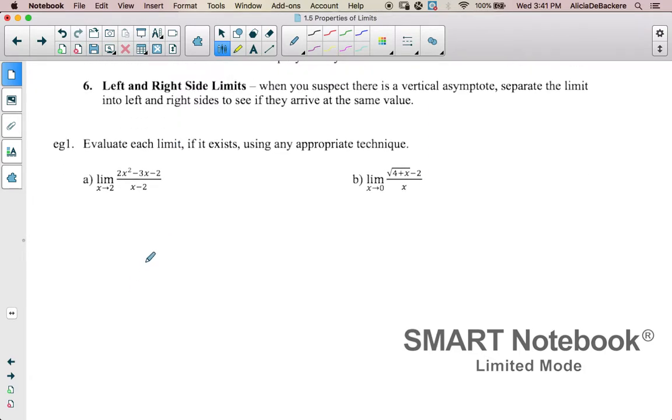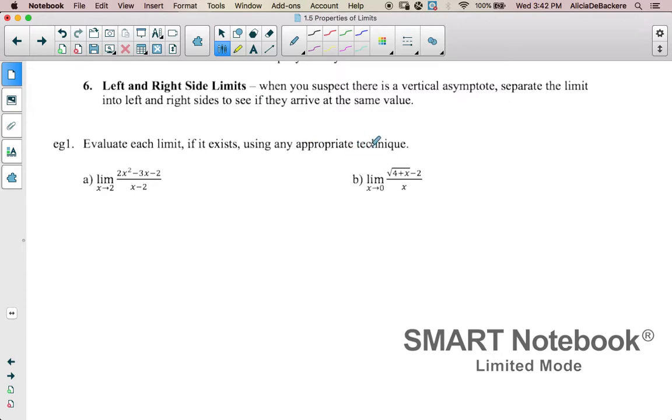All right. So, example 1, evaluating each limit if it exists using an appropriate technique. In some of your homework questions, they tell you specifically which technique to use, and other questions in your homework, they ask you to choose the technique. You're most likely to see a question more like this on a test from me, where I ask you to choose the technique.